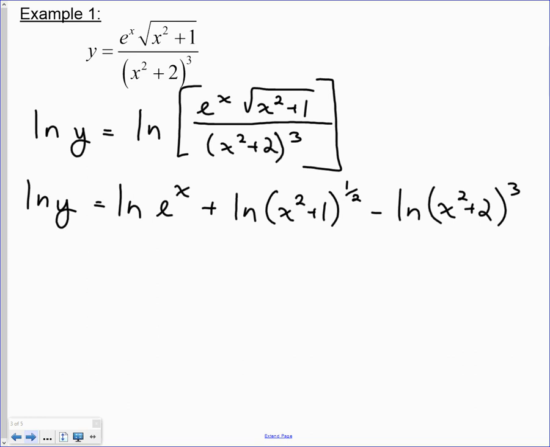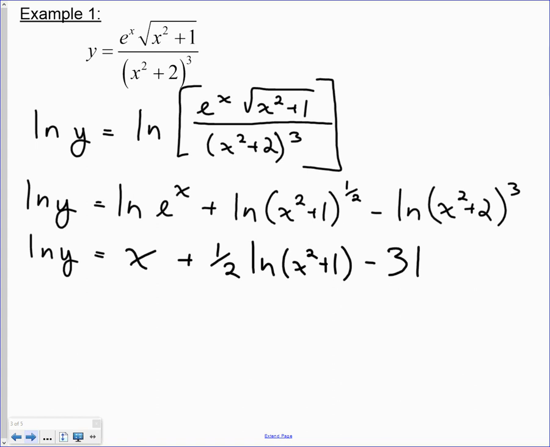x squared plus 2. Okay, now we can do a little bit more simplification using the power law of logarithms. So ln of e to the x, bring down the x, and then ln e is just 1. This is going to be, bring down the exponent of 1/2, ln of x squared plus 1. And then for this expression, we can bring down the 3, ln of x squared plus 2. Now that's as simple as we can get it.